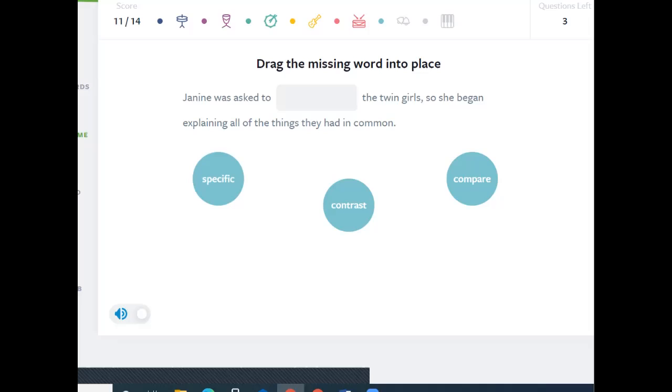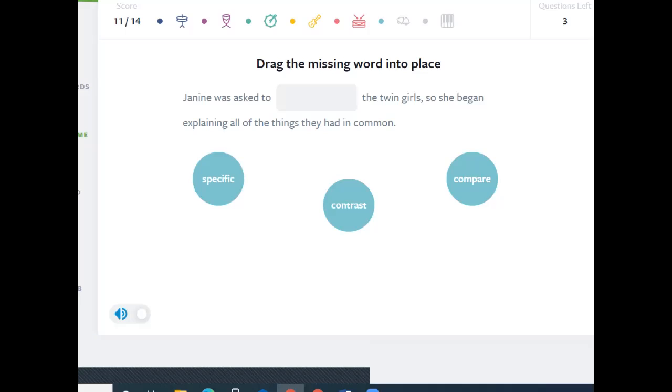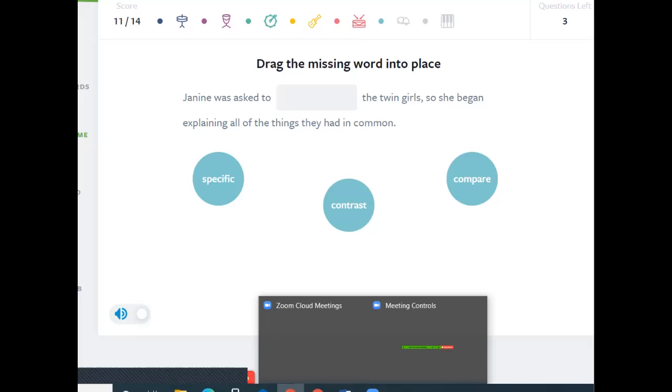Specific is exact. We're not trying to figure out how exactly they're the same. So how about contrast? When we contrast, we're finding how something is different. But we're trying to find the stuff they have in common. So it can't be contrast. Compare is to explain how something is similar to something else. So, are they comparing? I think they're comparing. Let's check.